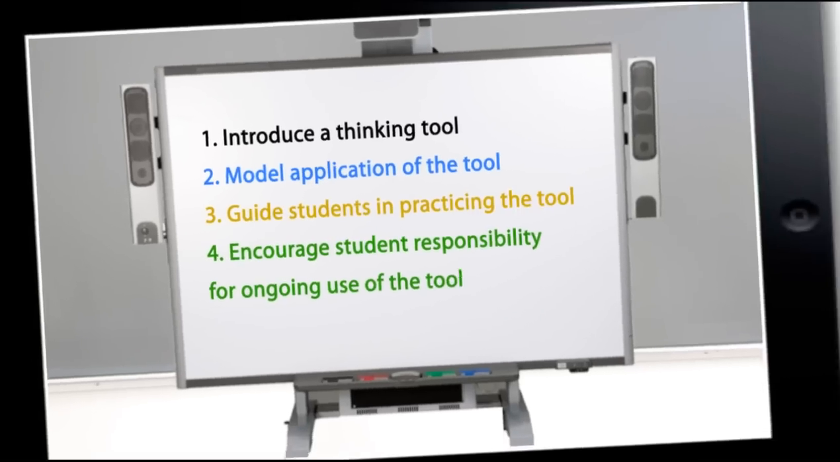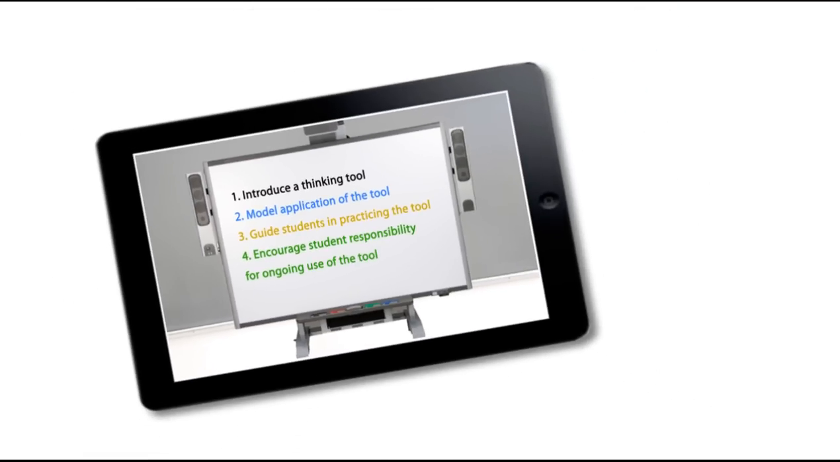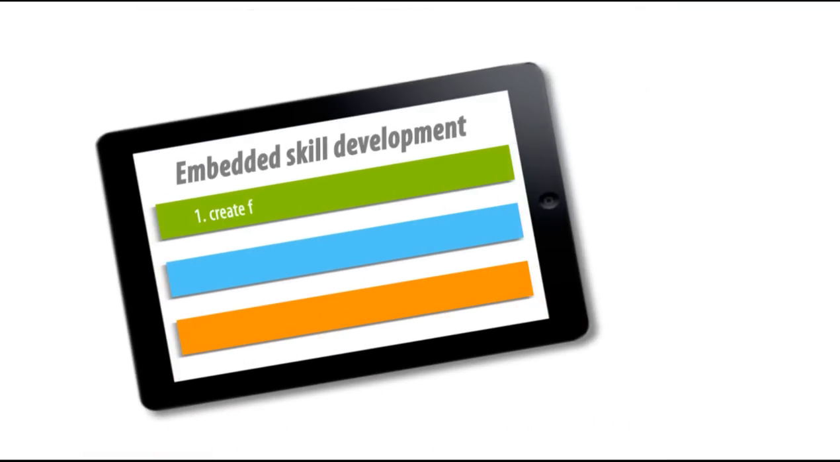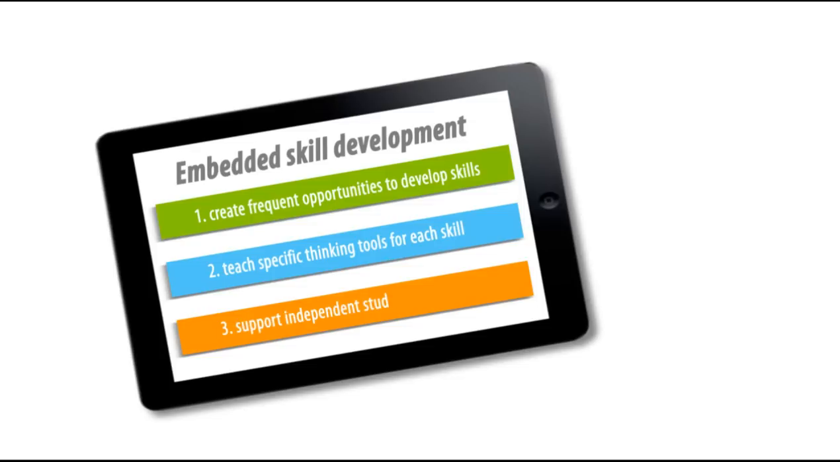So what have we learned? We have illustrated how skill development can be successfully embedded into the teaching of outcomes by creating frequent opportunities to develop skills, teaching specific thinking tools to build competence in each skill, and supporting students in learning to use the thinking tools independently without teacher prompting. We hope this session and others in this series will help you focus on critical inquiry.